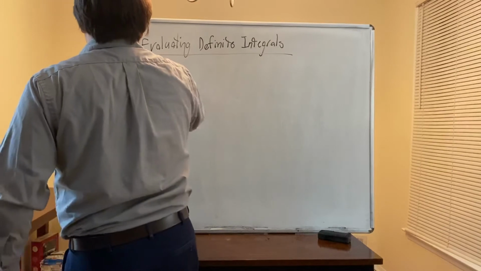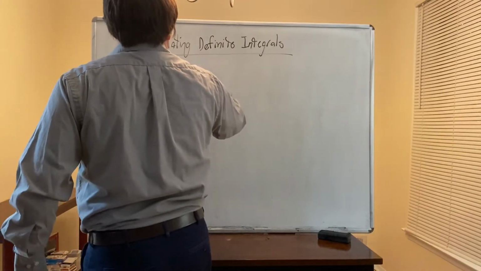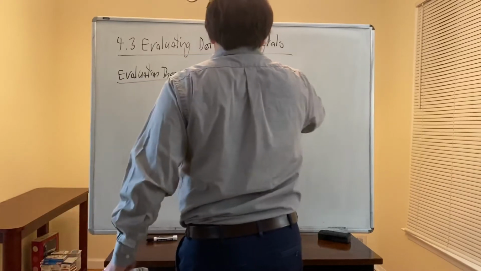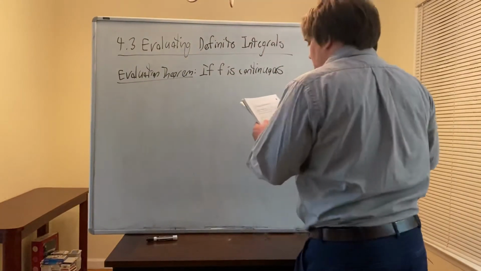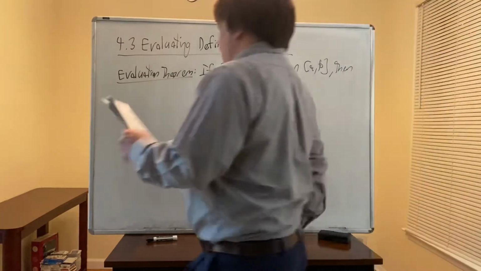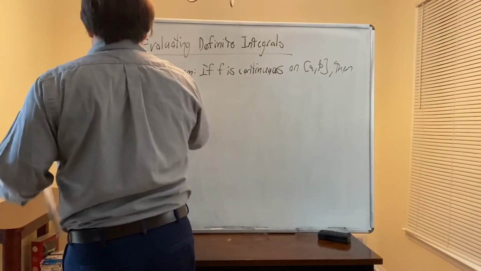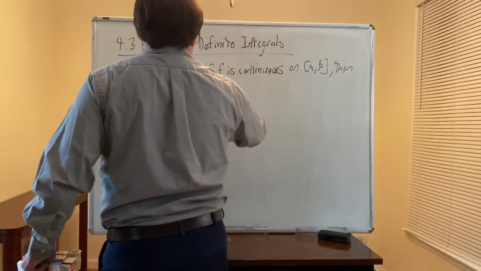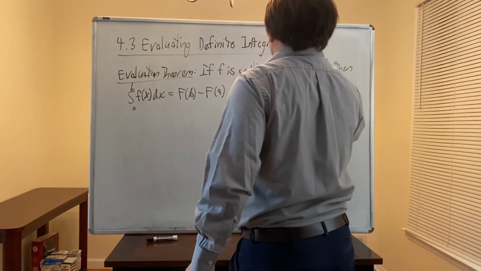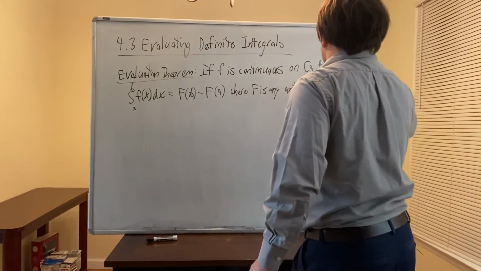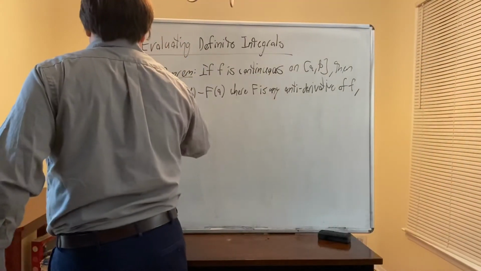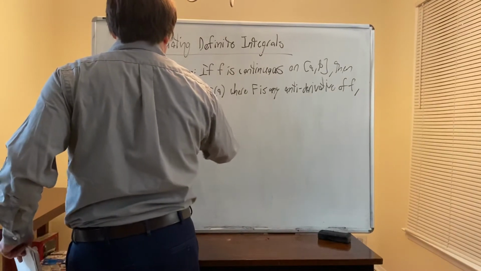Okay, so the evaluation theorem. If f is continuous on the interval a comma b, then the definite integral from a to b of f of x dx is equal to capital F of b minus capital F of a, where capital F is any antiderivative of little f. That is, capital F prime is equal to little f.